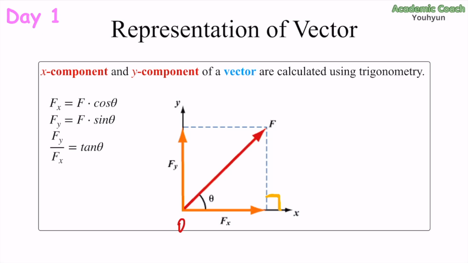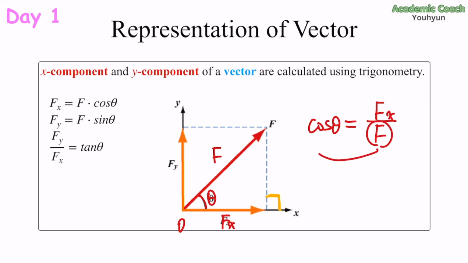So now the magnitude of this vector is called f. Then it's the hypotenuse. And then its x component, let's call it fx, is adjacent when we consider this angle theta. Then we know that cosine theta is adjacent over hypotenuse, so fx over f. If we rewrite this equation by moving f to the other side, then we get that f times cos theta is equal to fx. And this is how we get the very first equation here, which represents the x component of any vector.